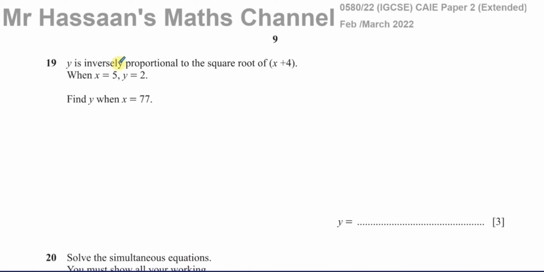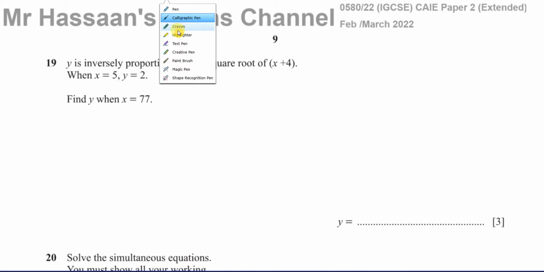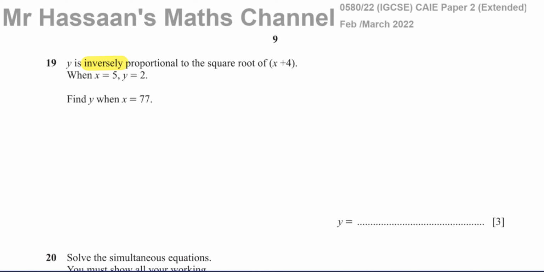So it says y is inversely proportional to. The key word here in this question is the inversely part. Sometimes it might say y varies inversely as. Anyway, when it says inversely proportional to, the way you deal with it is you can say y is equal to some constant divided by whatever phrase comes after proportional to, the square root of x plus 4. So y is inversely proportional to is equal to some constant divided by.